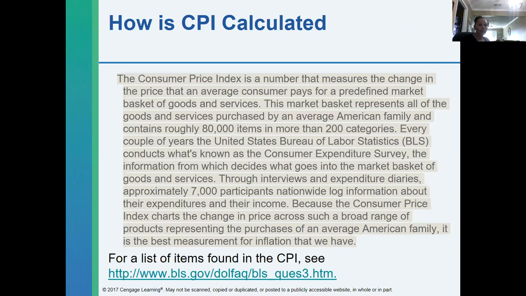Sorry. Okay. So again, do not write this down. This just goes into more detail. Basically the idea is there's this market basket of goods and services. There's roughly 80,000 items in this basket in 200 categories. So like milk and bread, those would be in the food category. All these items are split into these categories. The Bureau of Labor Statistics gets approximately 7,000 participants, which isn't very many, to record and keep a log of everything they spend their money on.